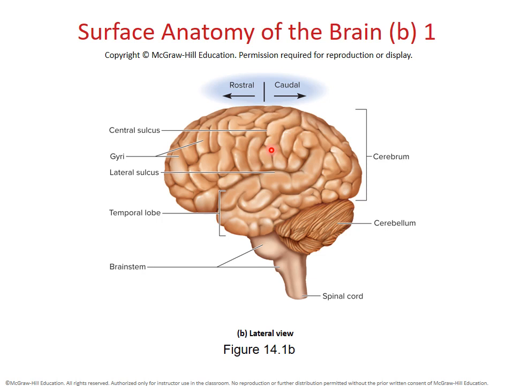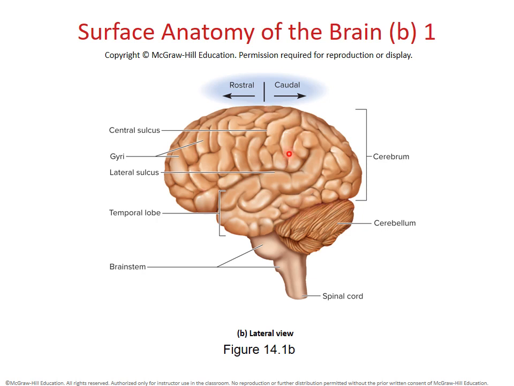We also have fissures in the brain, or in parts of the cerebrum. Fissures are like sulci, except they're much deeper. For example, there's a very deep fissure here between the cerebrum and the cerebellum, much deeper than a typical sulcus. This particular fissure happens to be called the transverse fissure.